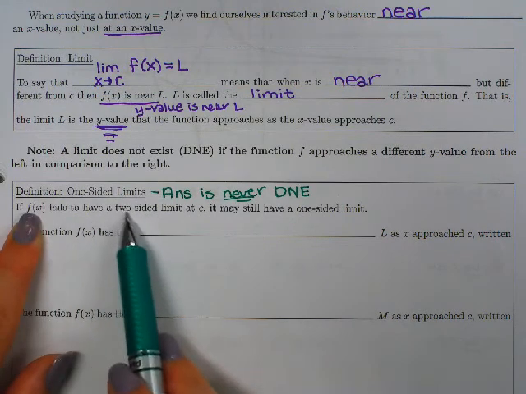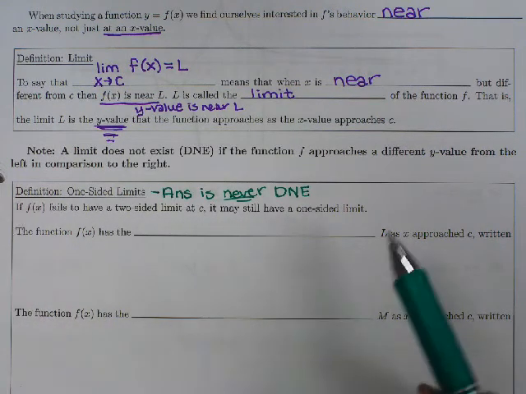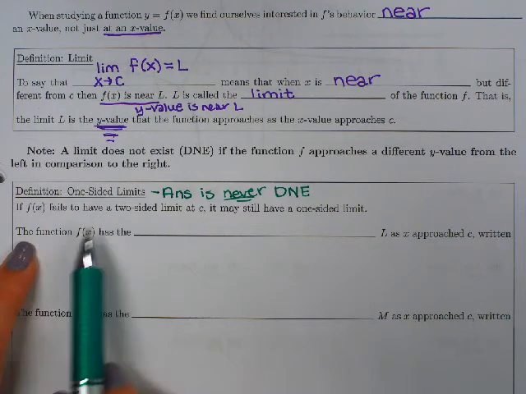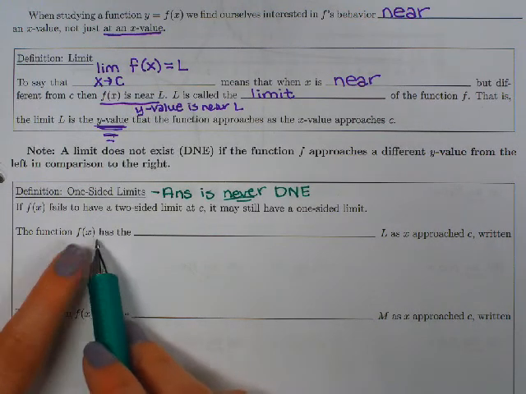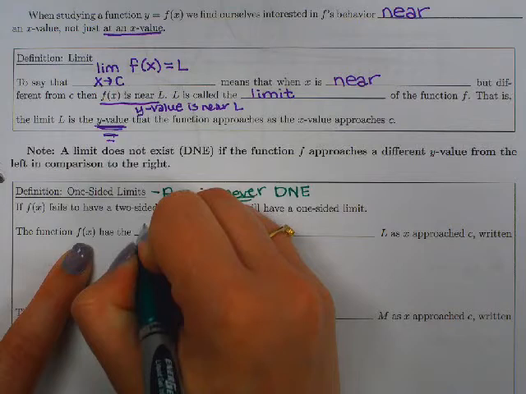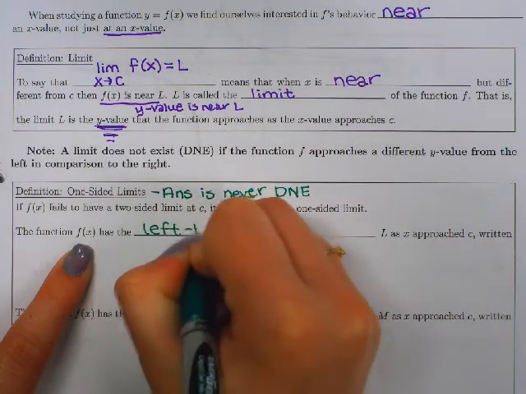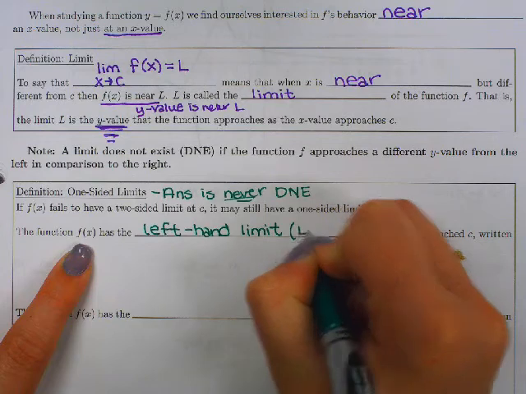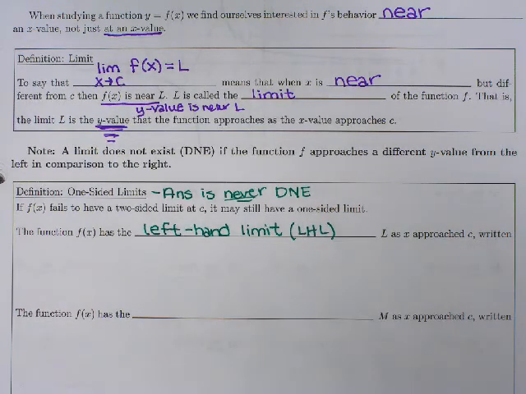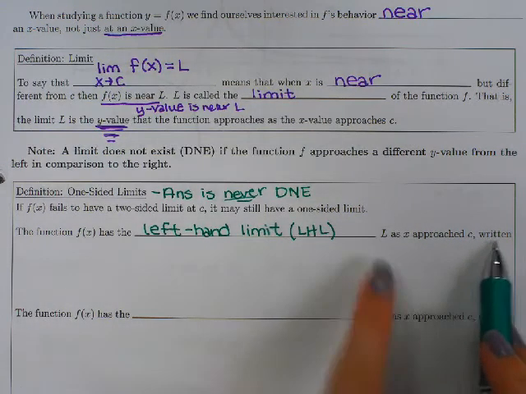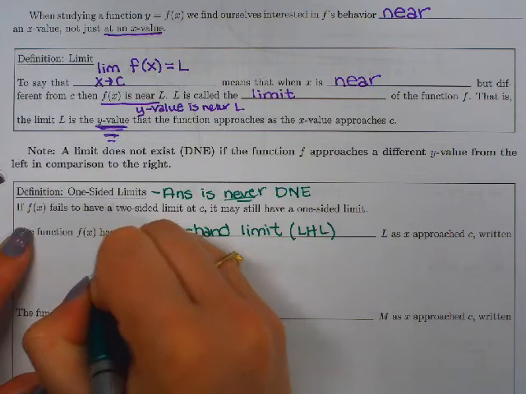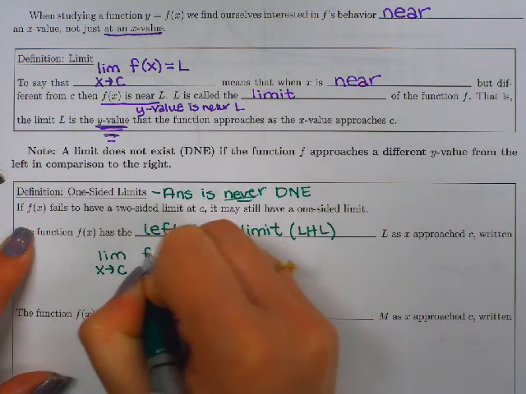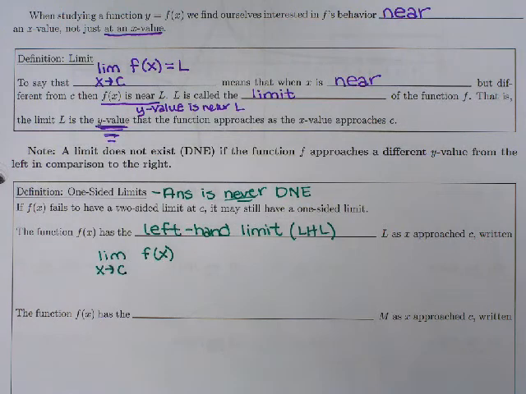So if f fails to have a two-sided limit at c, it may still have a one-sided limit. So let's get these notations for each side of a limit. Again, crazy notation, and then when we do it, it won't be so bad. The function f of x has the left-hand limit, which I'll usually never write out. I'm just going to call it the LHL, left-hand limit, as L as x approaches c is written, we would say lim still, as x approaches c, of f of x.